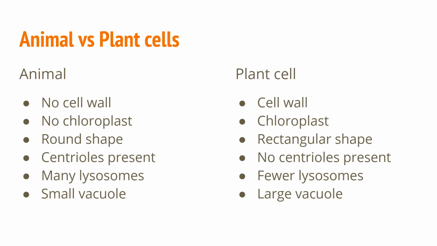Animal cells have many lysosomes, and they have a small vacuole, usually many small vacuoles. Plant cells have a cell wall and a chloroplast. A chloroplast is the site of photosynthesis. Now, animals do not need to do photosynthesis, therefore they don't need chloroplasts. Plant cells also have a rectangular shape. They have no centrioles present. They have fewer lysosomes. And because they need to do photosynthesis, they have a large vacuole. Vacuoles hold the water and other materials necessary for photosynthesis. So plants require a large vacuole.